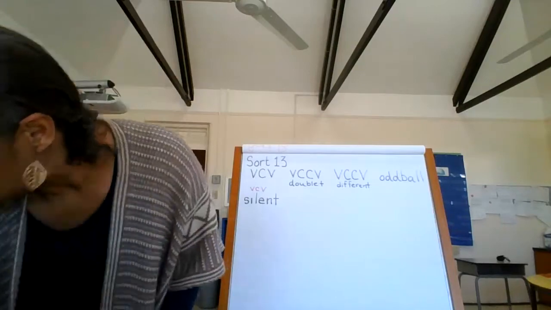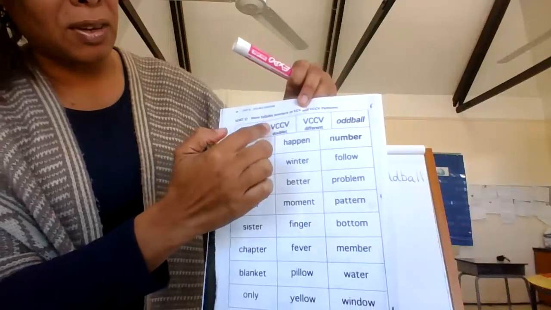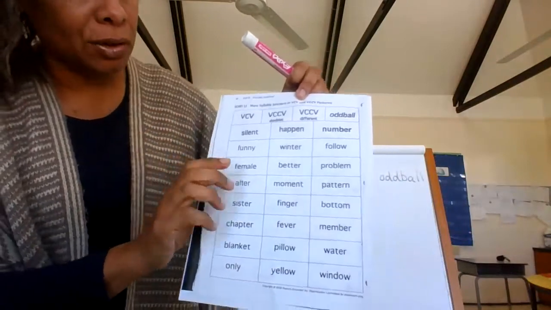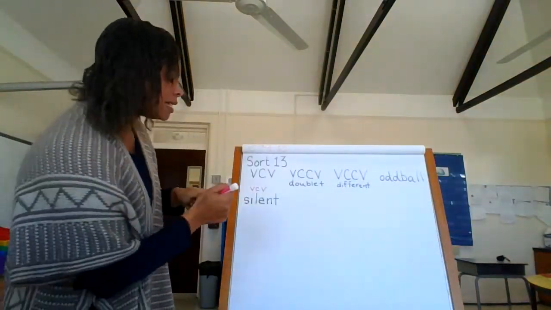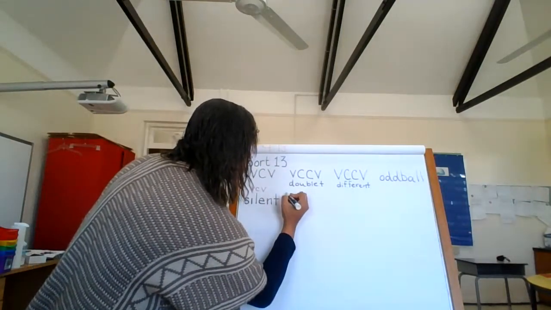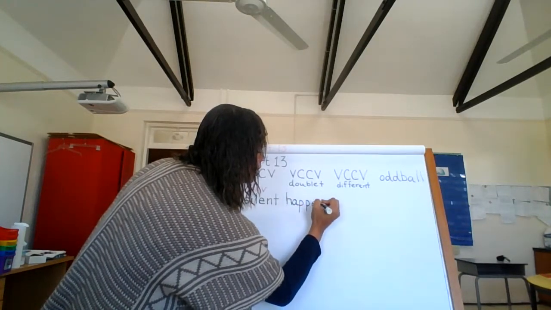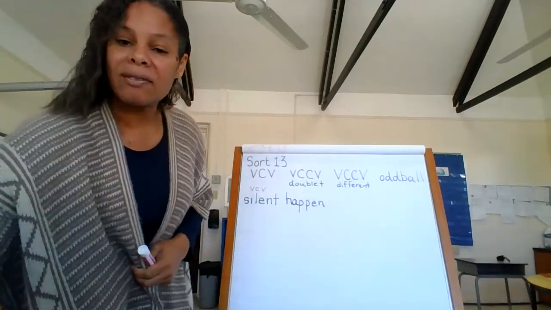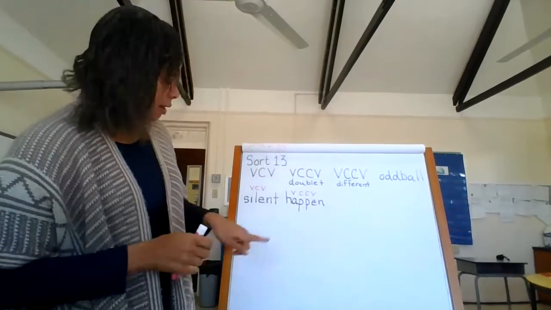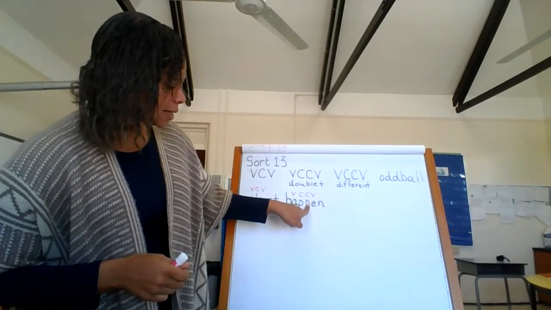Next, the next word that is bold on the sheet is the word happen. This will be a VCCV doublet because the 2 P's in the middle are double letters. I want you to write the word happen underneath VCCV doublet. H-A-P-P-E-N. Then put me on pause and put that VCCV pattern above it. Did you get this? A is a vowel, P is a consonant, P is a consonant, E is a vowel.